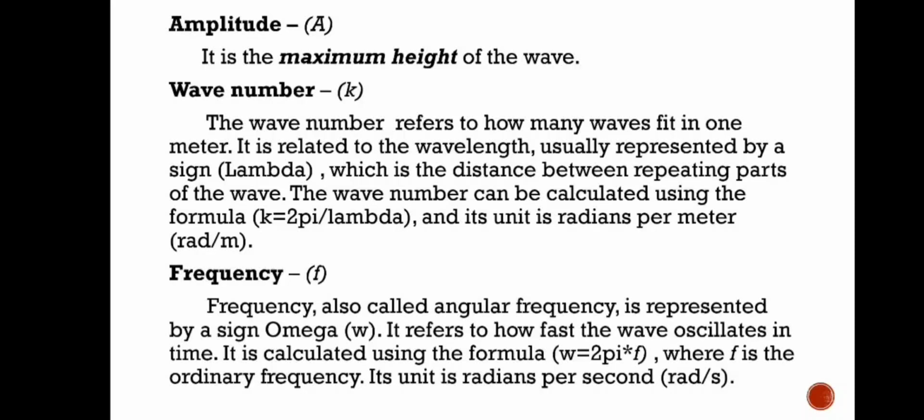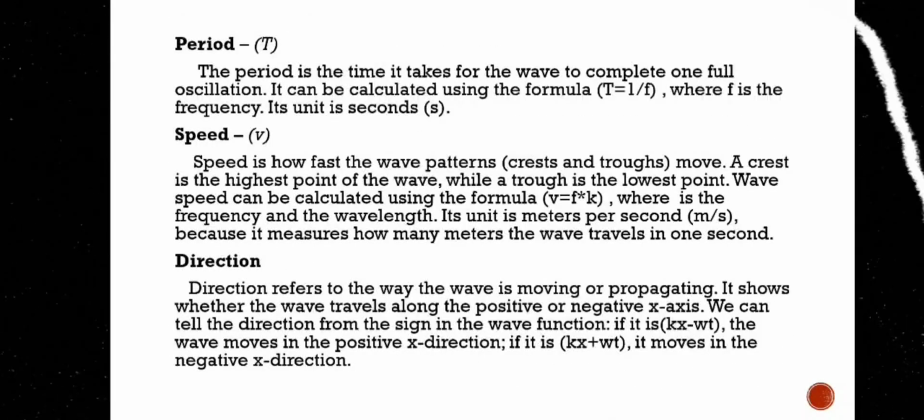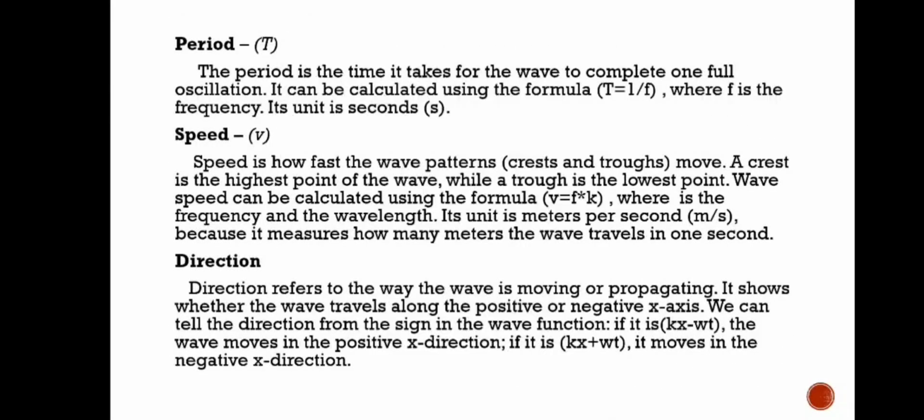When we talk about the angular frequency, it means how fast the wave oscillates, and it's measured in radians per second. It can be calculated using the formula omega equals 2 pi times frequency. Both frequency and angular frequency are represented by a symbol, omega.